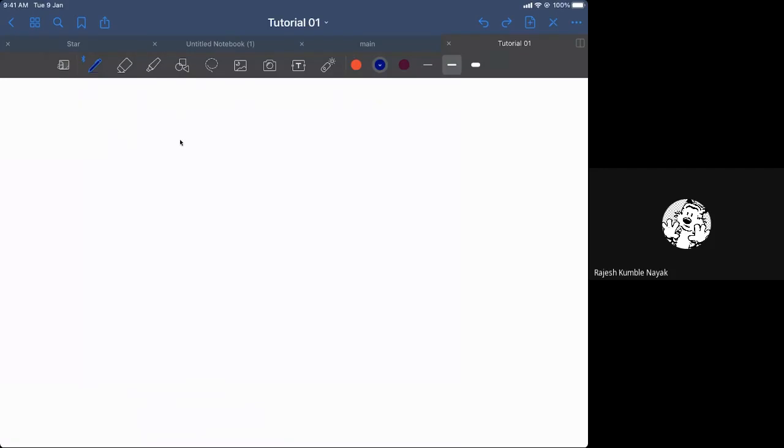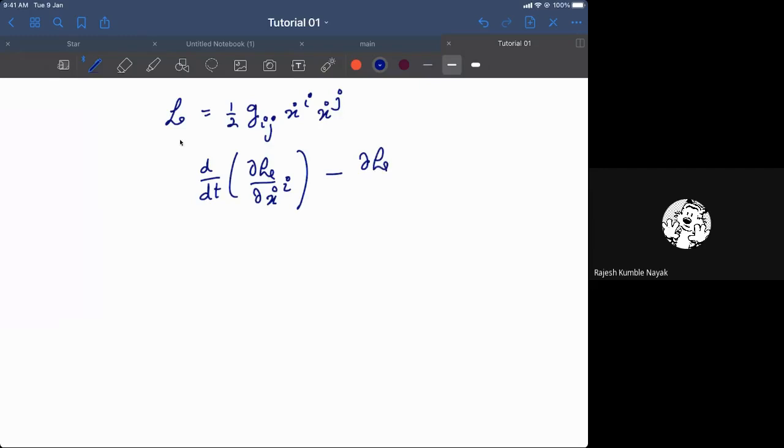If there are questions you can ask, let me write down the basic equation. Okay. So this is our Lagrangian, and the Lagrange equation of motion is given as d by dt of dL by d x dot i, minus dL by d x i, is equal to 0.